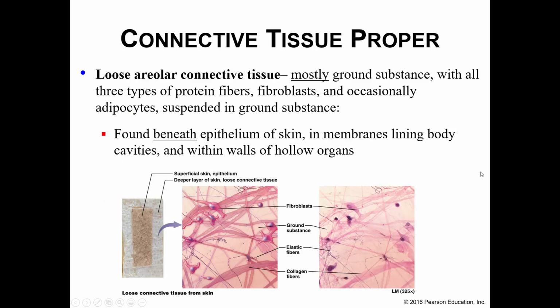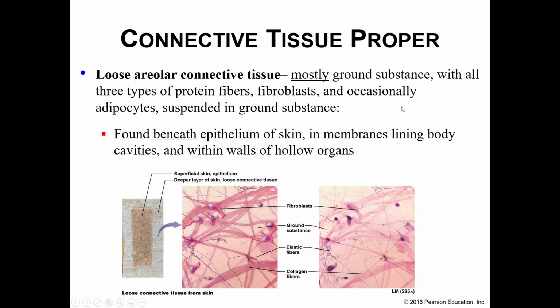So, first of all, we have loose areolar connective tissue. Just like we talked about in epithelial tissues, the naming was very important, making sure you get the layer and the cell shape in the name. Here, we need to make sure that we're not leaving off parts of these names. So areolar connective tissue is not the full name of this. It's loose areolar connective tissue.